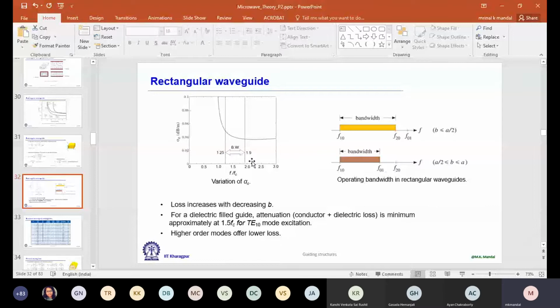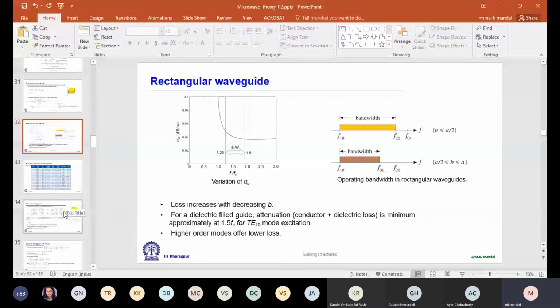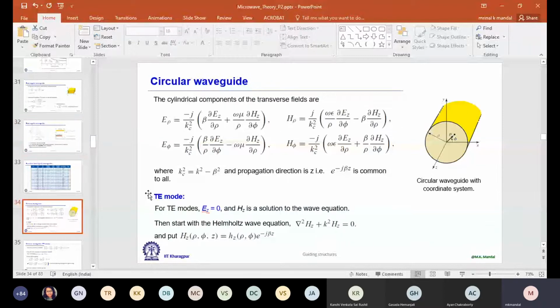Well, next is the circular waveguide. In most cases, its attenuation is higher than rectangular waveguide, and not only that, the monomode bandwidth over which a single mode is supported is much smaller compared to rectangular waveguide. Because of these two reasons, circular waveguide is mostly not that popular.